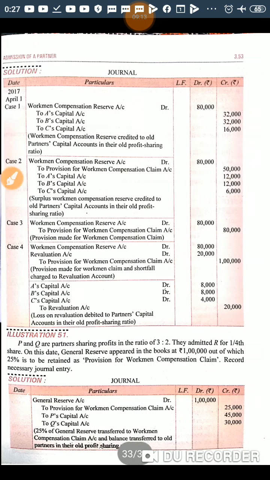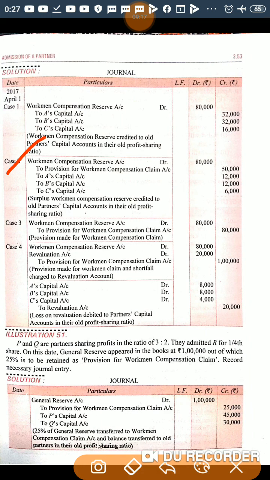So the journal entry will be, as I told you, workmen compensation reserve account debited with 80,000, to provision for workmen compensation claim account. Because this liability is not given in the balance sheet, you get to know it at the time of admission, given as an adjustment, so you will create a new liability. The new liability, provision for workmen compensation claim, should be credited with 50,000, and the rest of 30,000 will be credited to the old partners in their old ratio, that is 2:2:1.